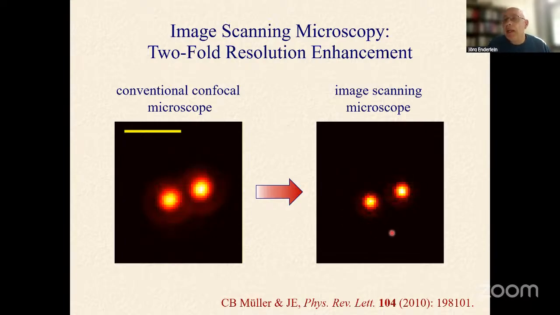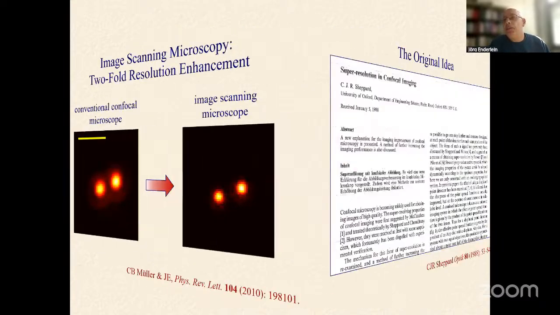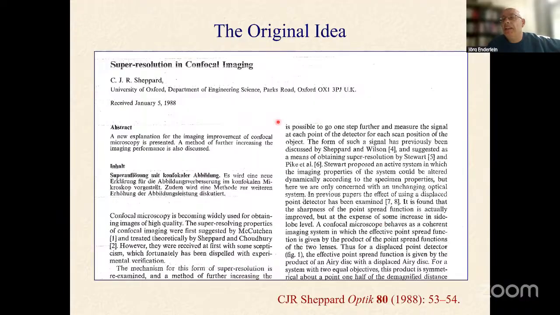When we published our paper, then we had to learn that this idea was not new. It was already published many, many years before in 1988 by Colin Sheppard as a theoretical proposal. So it was a 2-page paper in a journal which is no longer existing anymore, and which is describing exactly this idea for how to achieve super resolution in confocal imaging.